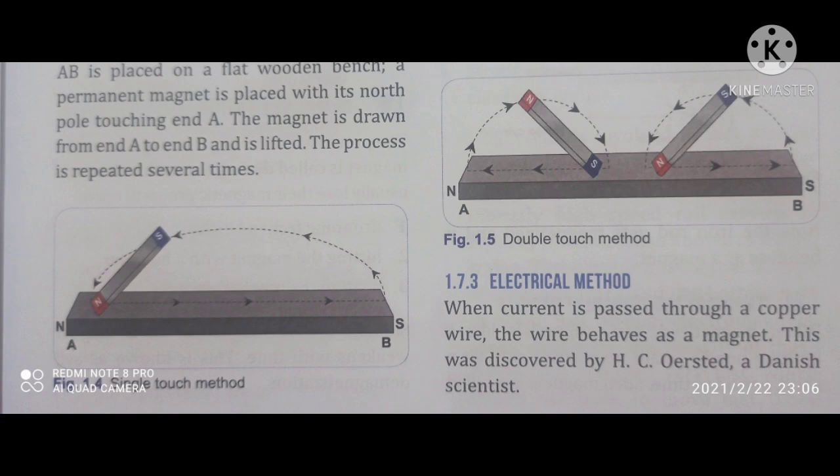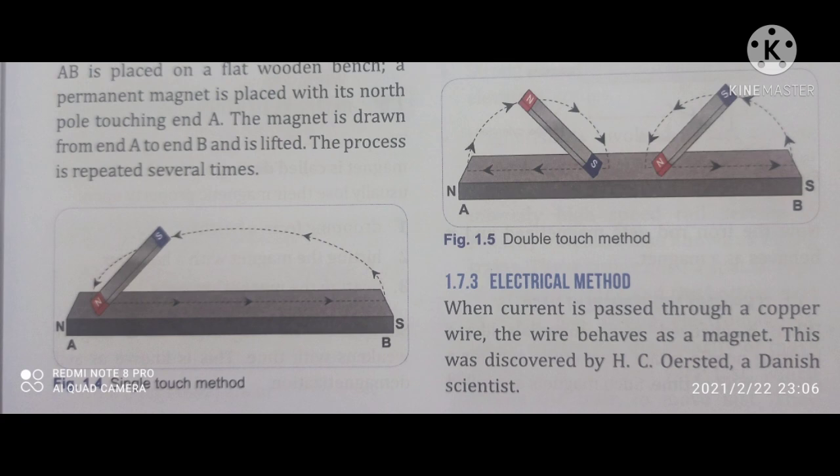Magnetization or making a magnet. The process of imparting magnetism to a material using a permanent magnet or electricity is known as magnetization. There are many methods to do this.